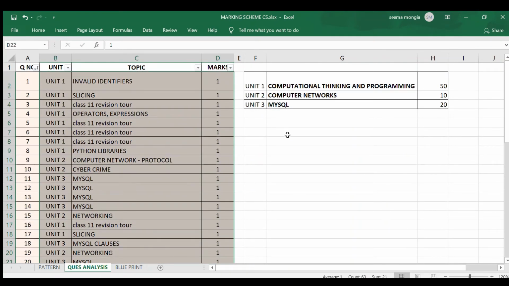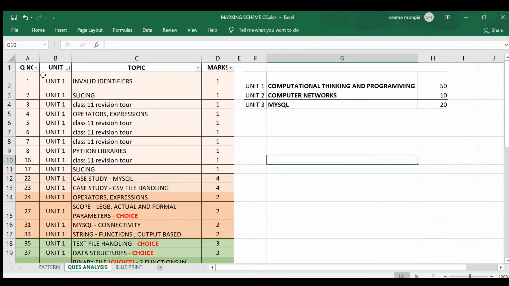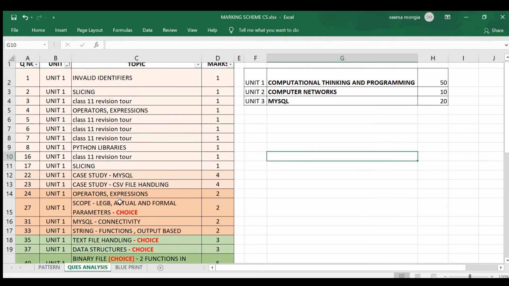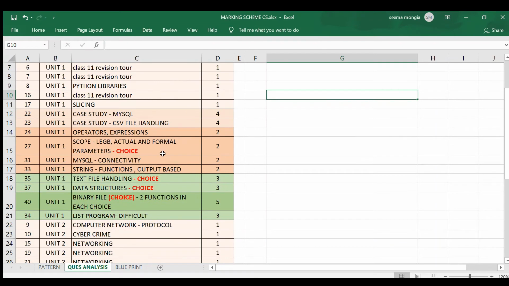But if we analyze this paper unit wise, then you can see here that, let us start from the bottom. Unit 3, that is MySQL. MySQL has a 5 marker question. MySQL has a 3 marker question. MySQL has 2 questions of 2 marks each. Then MySQL also has a 4 marker case study.